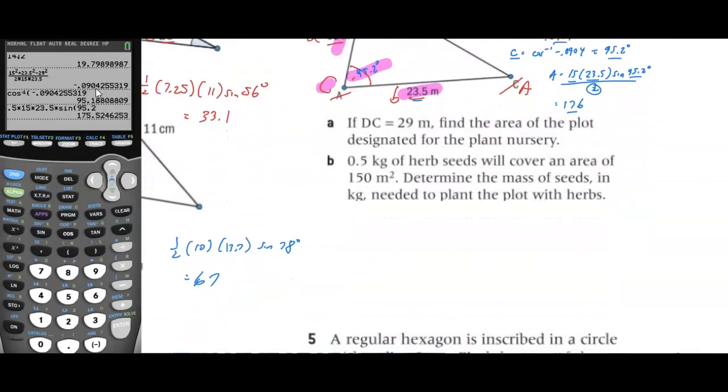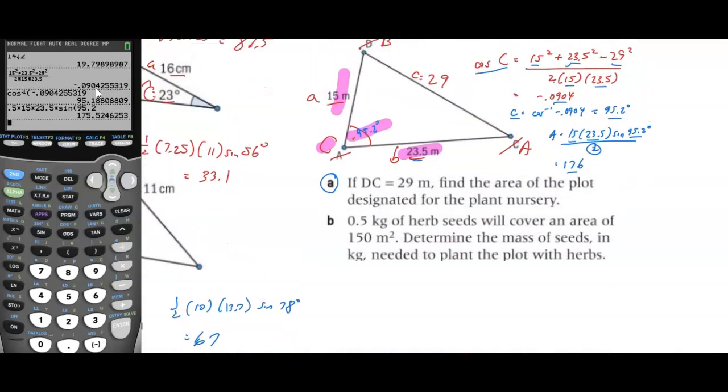Okay, so that was part A. Part B: 0.5 kilograms of herb seeds will cover an area of 150 meters squared. Determine the mass of seeds in kilograms needed to plant the plot with herbs. So this is like a density problem. I can cover this area with 0.5 kilograms in 150 meters squared. In this case, I have 176 meters squared.